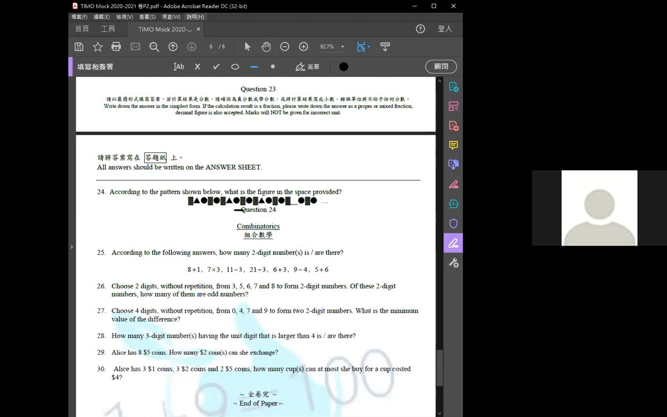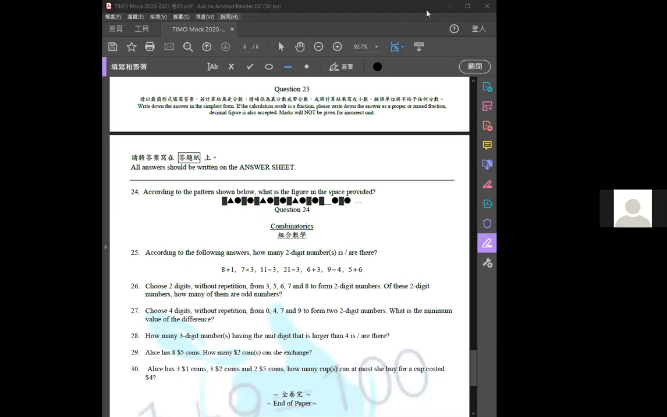According to the pattern shown below, what is the figure in the space provided? So it's a rectangle, triangle, circle, rectangle, circle, rectangle, triangle, circle, rectangle, circle. So you can see that it comes out with 5 of them.